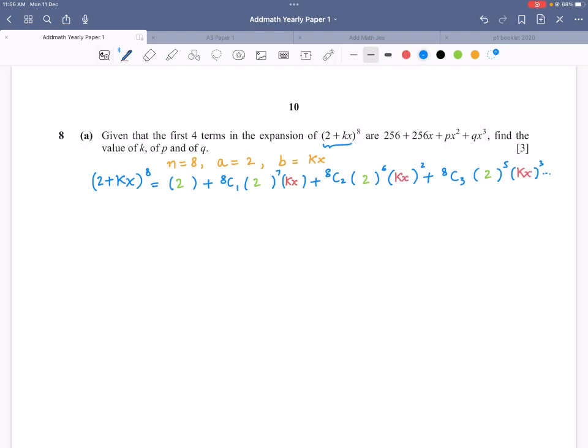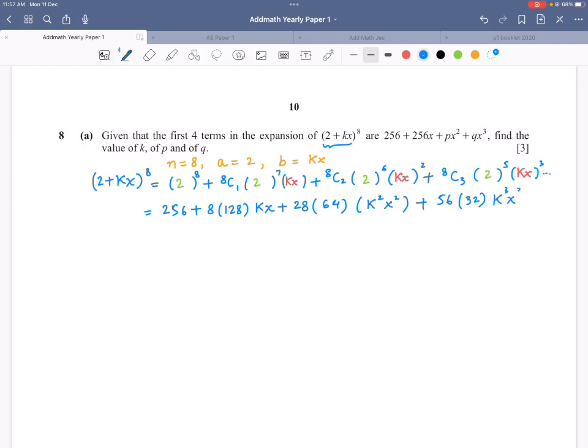Alright, now we need to simplify it. So 2 to the power 8 is 256, plus 8 combination 1 is 8, 2 to the power 7 is 128, times kx, plus 8 combination 2. You can use your calculator to find 8 combination 2, that is 28, and 8 combination 3 will be 56. So 2 to the power 6 is 64 k squared x squared, plus 2 to the power 5, which is 32 k cubed x cubed.